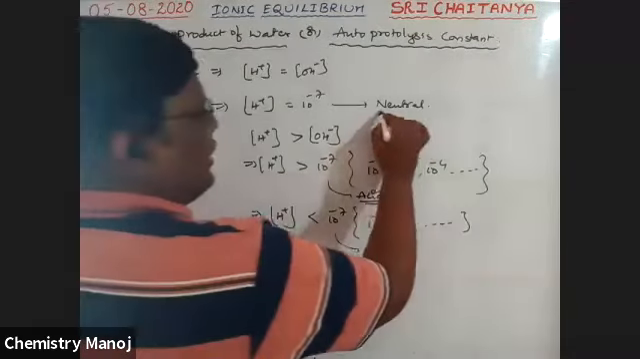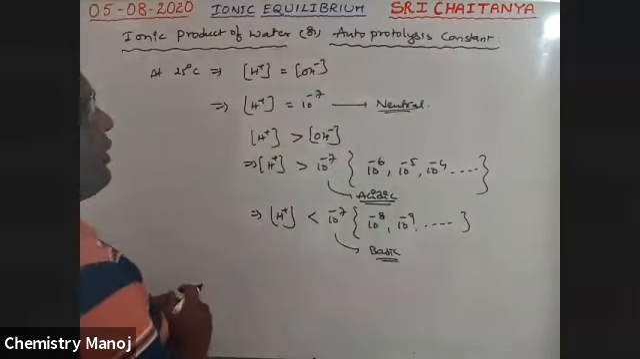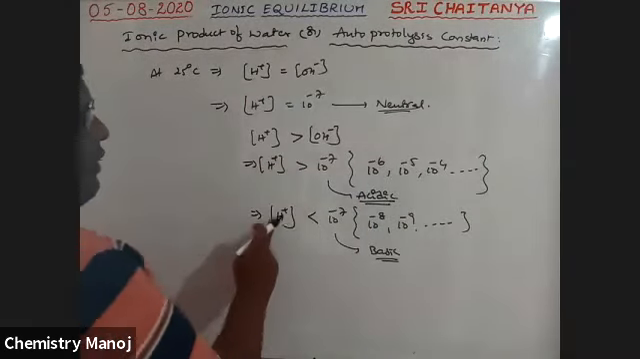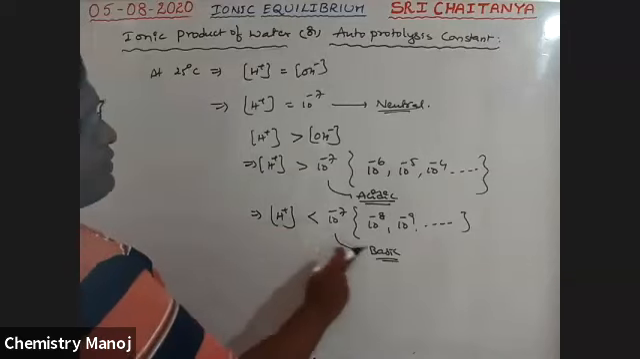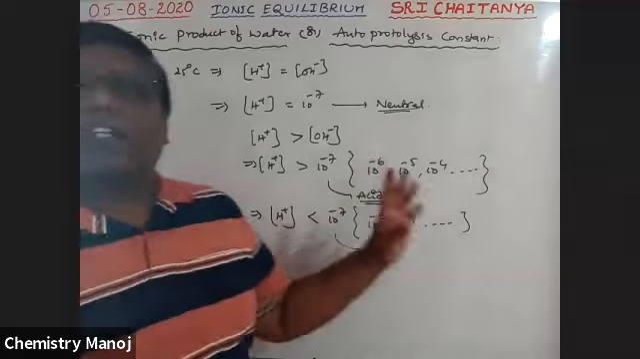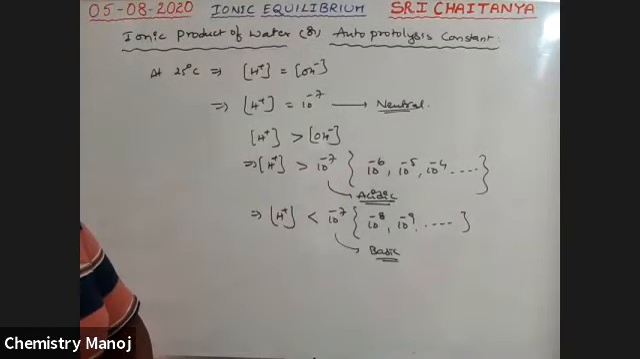So, for a neutral solution, H plus concentration is equal to 10 power minus 7. For an acidic solution, H plus concentration is greater than 10 power minus 7. For basic solutions, H plus concentration is less than 10 power minus 7. Based on this, we decide the nature of the solution.